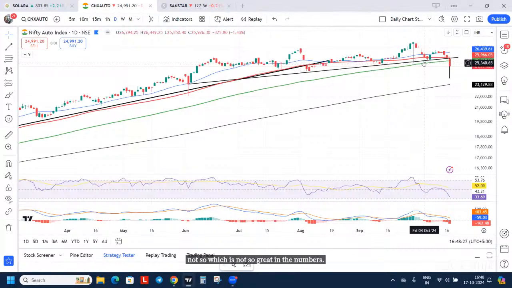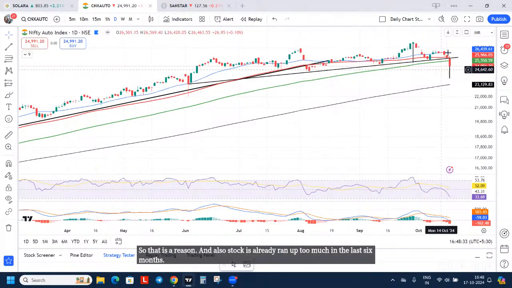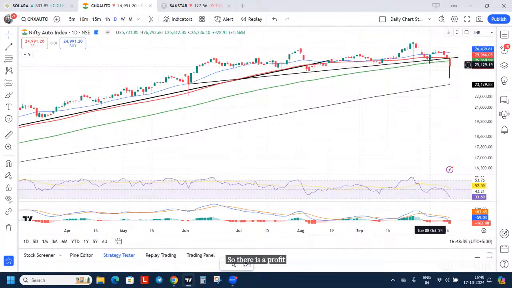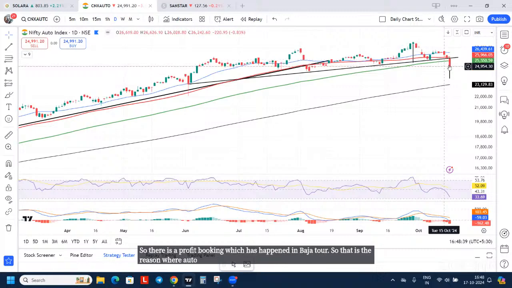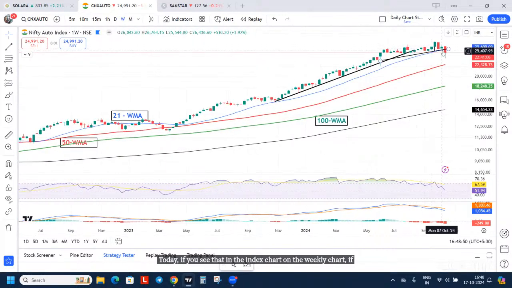That is the reason, and also the stock has already run up too much in the last 6 months. So there is profit booking which has happened in Bajaj Auto. That is why auto stocks lost more today. And if you see the index chart today, on the weekly chart, it has given a fresh downside breakdown.